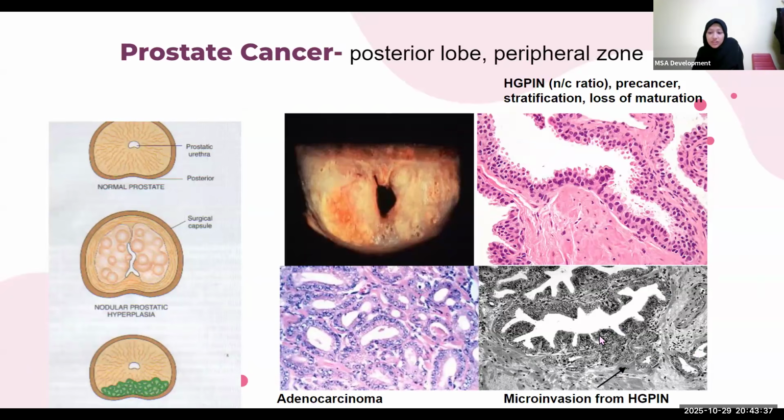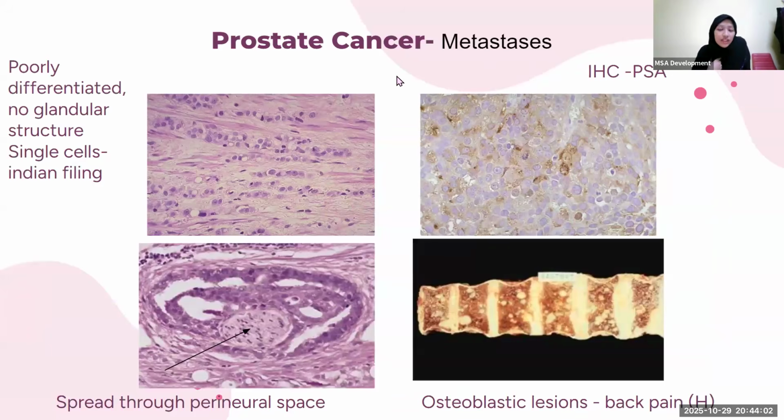This, on the other hand, looks okay, right? But then if you zoom in, the cells are very neoplastic, they look weird like this one. And there is slight invasion from this high-grade prostatic neoplasia, right? So it's very high grade, and there's microinvasion, so it's very aggressive prostate cancer. Okay, prostate cancer is very aggressive. It can metastasize to a lot of areas.